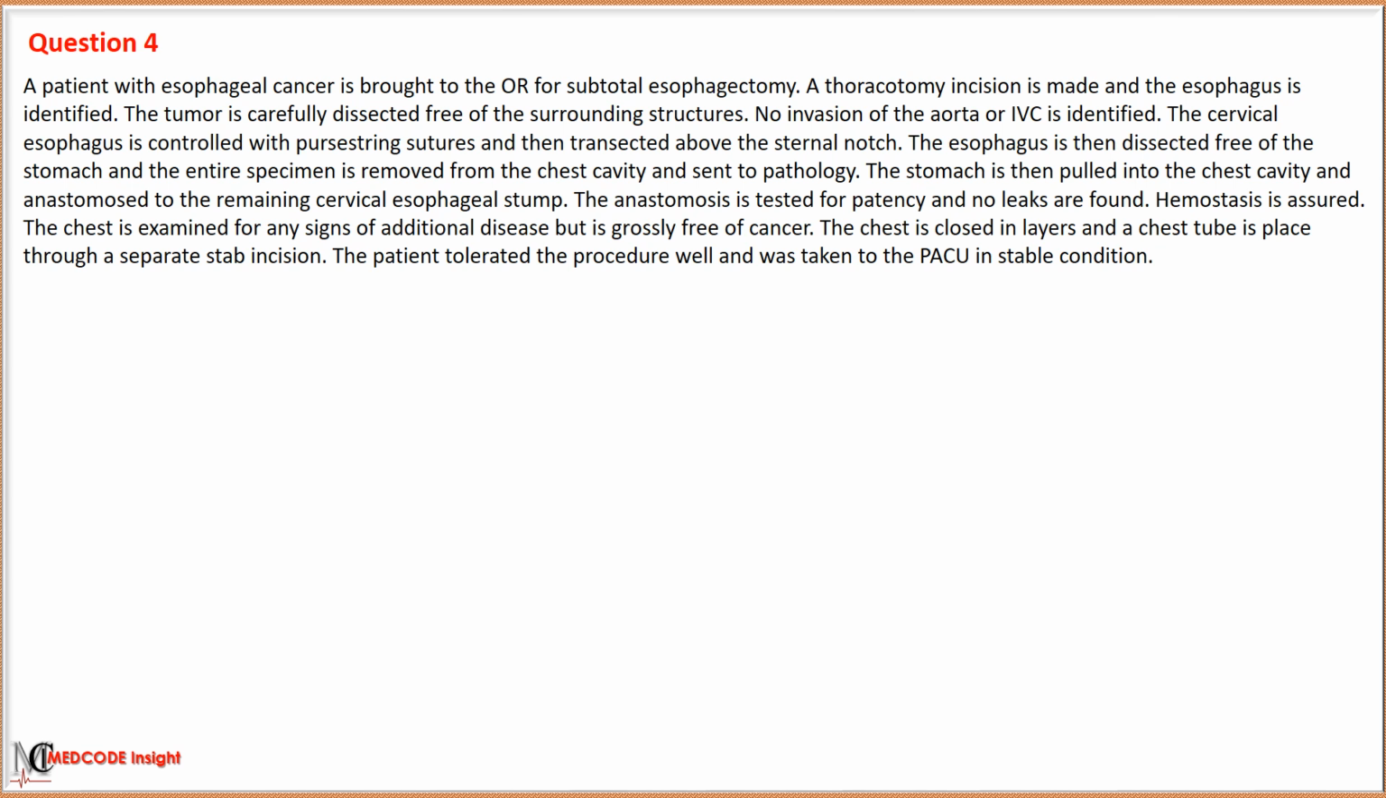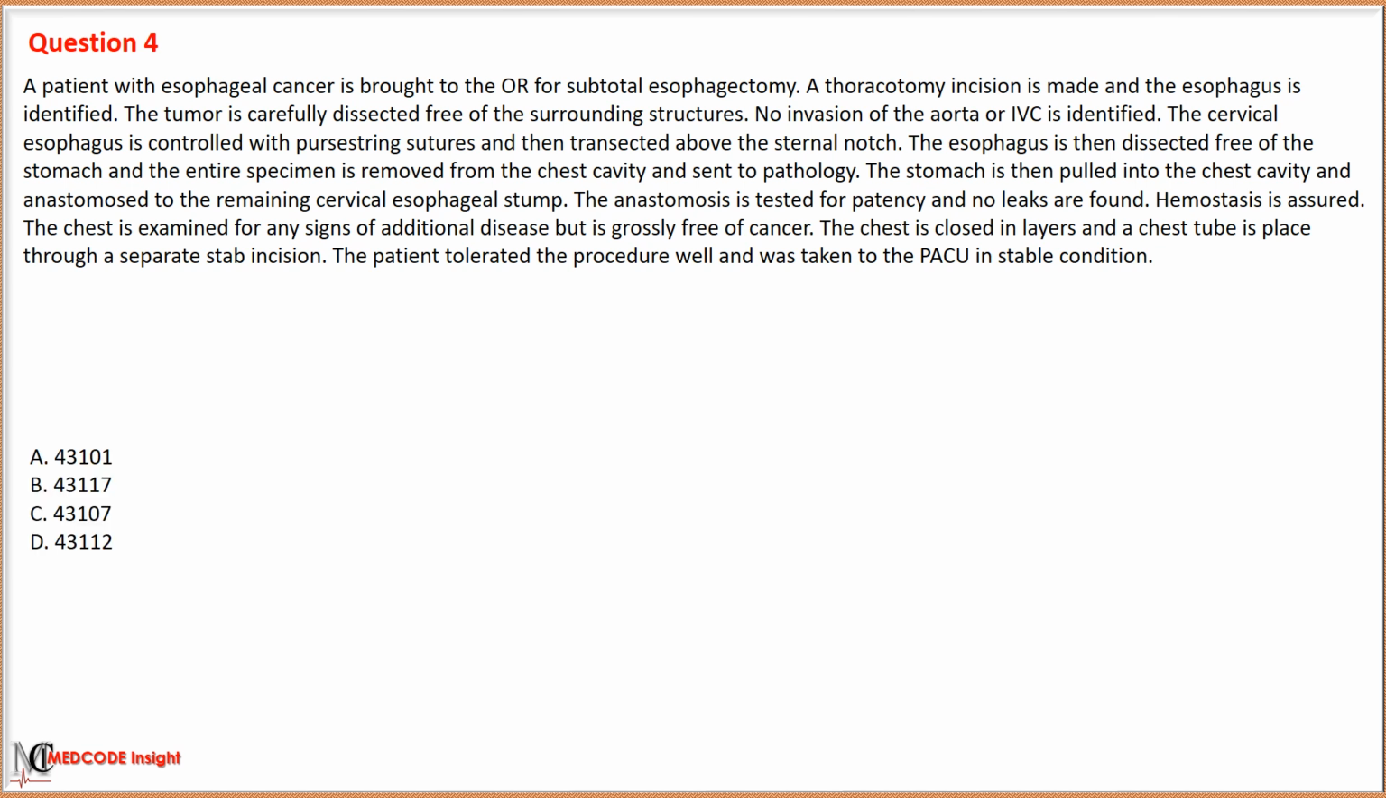and sent to pathology. The stomach is then pulled into the chest cavity and anastomosed to the remaining cervical esophageal stump. The anastomosis is tested for patency and no leaks are found. Hemostasis is assured. The chest is examined for any signs of additional disease but is grossly free of cancer. The chest is closed in layers and a chest tube is placed through a separate stab incision. The patient tolerated the procedure well and was taken to the PACU in stable condition.